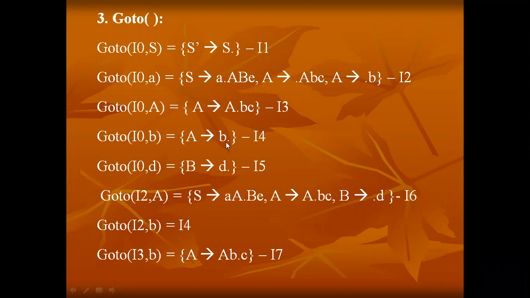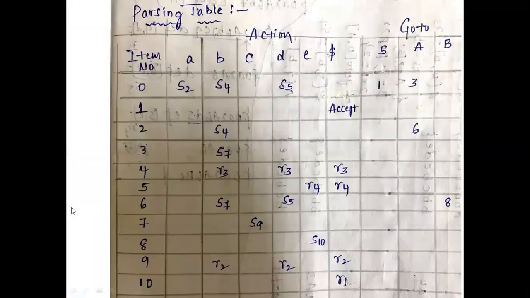And go to the table representation. At I4, item number 4, that is rule 3. What is the follow of A? D comma B comma dollar. That is R3 in each of those entries. Right, is it clear now?